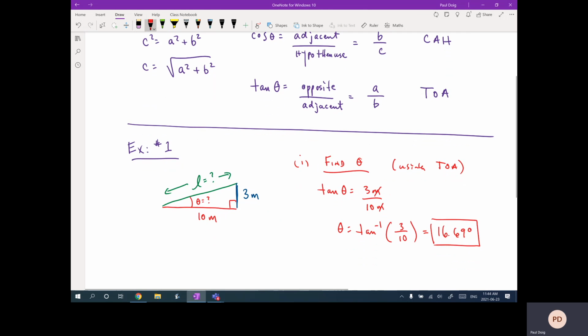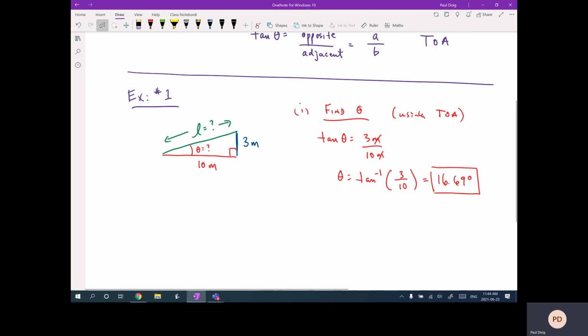Or I call the horizontal, that 10-meter segment of that triangle. So that was the first part of the example. Now I want to find the length of that. Well, there's a couple of ways we could do that. Now that we know the angle, we could use some trigonometry, but I could just use Pythagorean theorem, right?